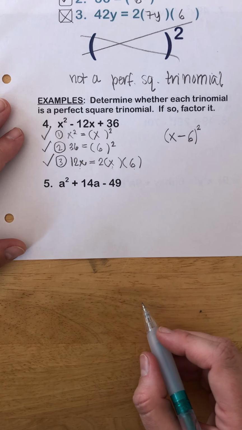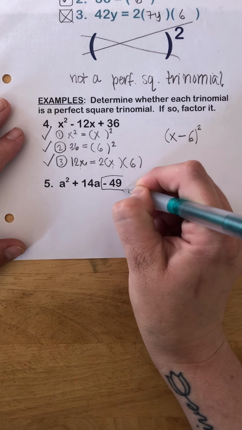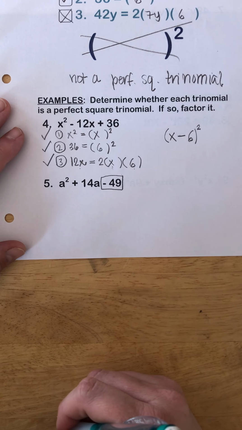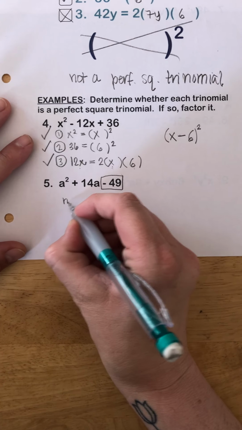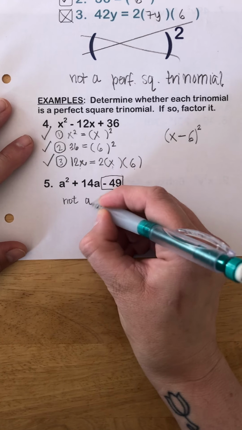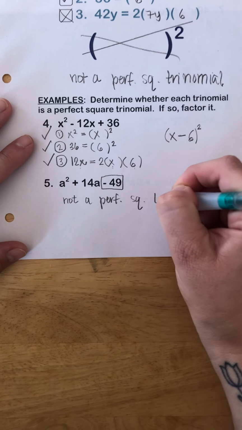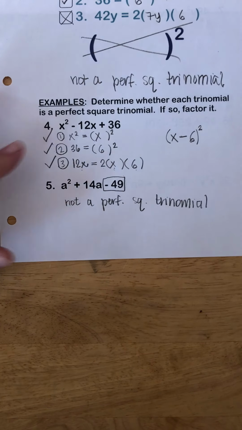Number 5. Look at number 5 carefully. What do you notice that's different? Here's what I see. This last term is negative. And remember what I told y'all. The first term and the last term both need to be positive. So is that going to be a perfect square trinomial? Nope. So not a perfect square trinomial. So according to these directions, we don't need to factor it.